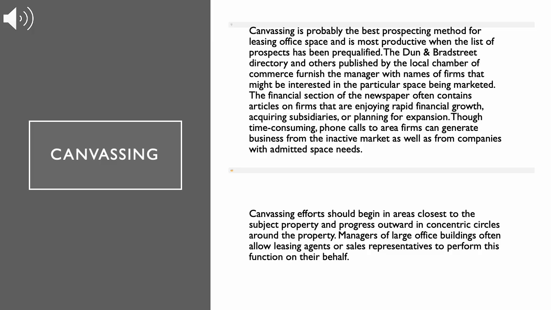Canvassing. Canvassing is probably the best prospecting method for leasing office space and is most productive when the list of prospects has been pre-qualified. The Dun & Bradstreet Directory and others published by the local Chamber of Commerce furnish the manager with names of firms that might be interested in the particular space being marketed. The financial section of the newspaper often contains articles on firms that are enjoying rapid financial growth, acquiring subsidiaries, or planning for expansion. Though time-consuming, phone calls to area firms can generate business from the inactive market as well as from companies with admitted space needs.